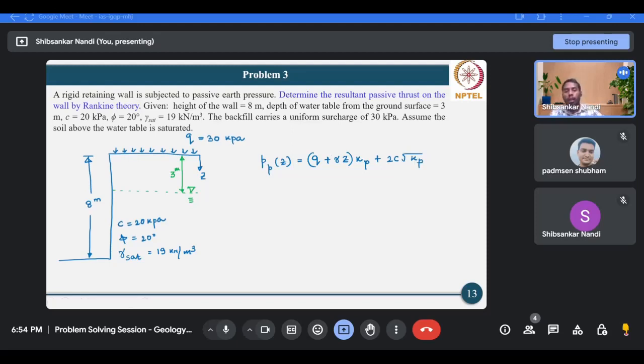And again, you have to be careful about this gamma. If you are below the water table, then you have to consider the submerged unit weight of the soil, and additionally you have to consider the contribution from the water pressure. So that I am not writing in this expression. Now Kp for this soil will be tan squared (45 plus phi by 2), which is 2.04.